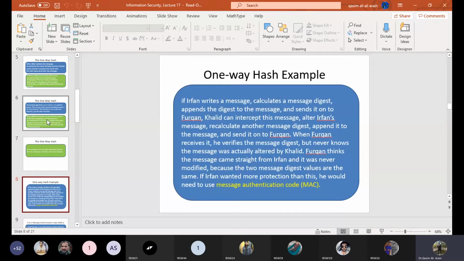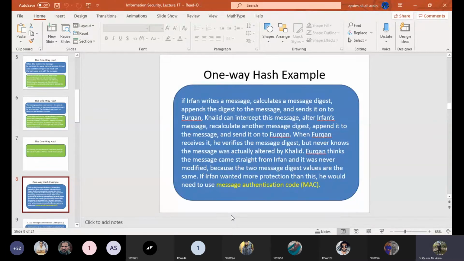Now an example of a one-way hash: if Irfan writes a message, calculates a message digest, appends the digest onto the message and sends it on to Furqan, Khalid can intercept this message, alter Irfan's message, recalculate another message digest, append it to the message and send it to Furqan. When Furqan receives it, he verifies the message digest but never knows the message was actually altered by Khalid. Furqan thinks the message came straight from Irfan and it was never modified, because the two message digest values are the same. If Irfan wanted more protection than this, he would need to use a message authentication code.